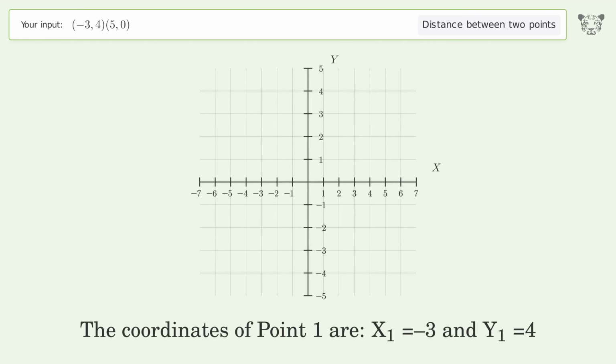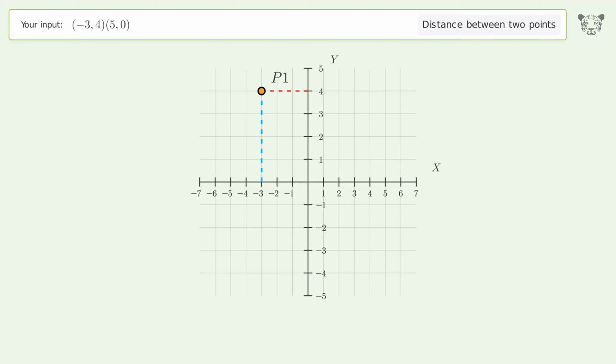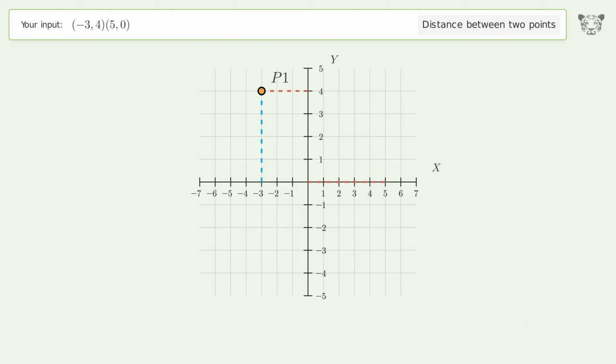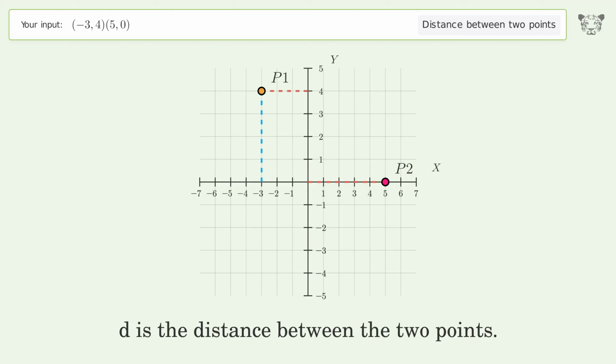The coordinates of point 1 are, x1 equals -3 and y1 equals 4. The coordinates of point 2 are, x2 equals 5 and y2 equals 0. D is the distance between the 2 points.